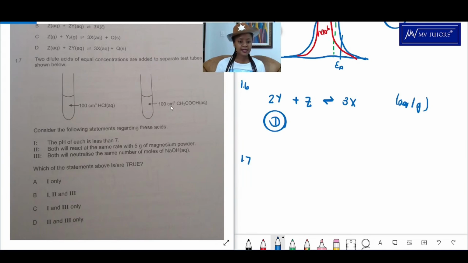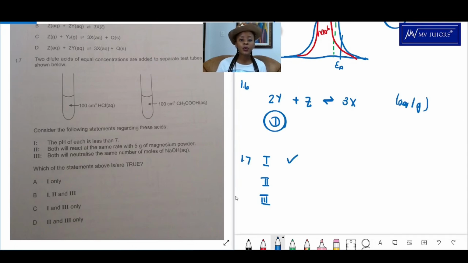So now it says, consider the following statements regarding these acids. Statement 1, the pH of each is less than 7. Yes, they're both acids. So yes, that is true. So I would say it's true. And then let's look at 2 and 3.